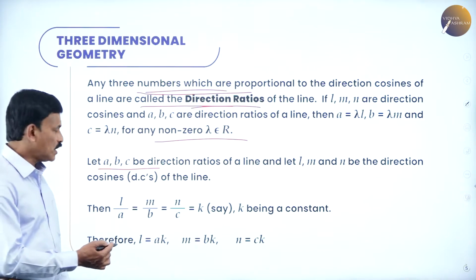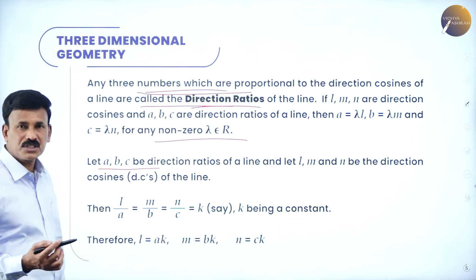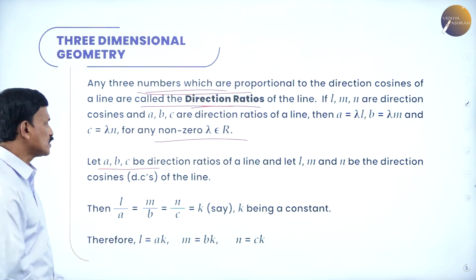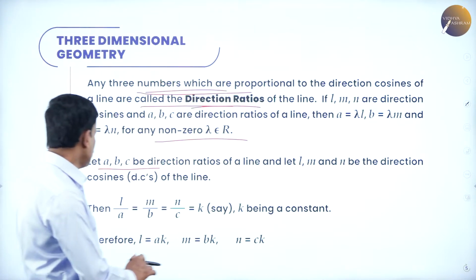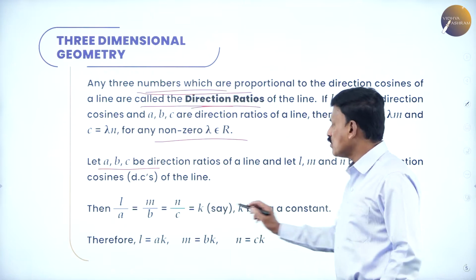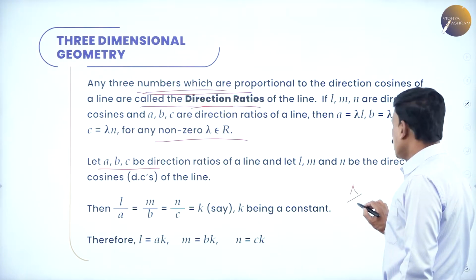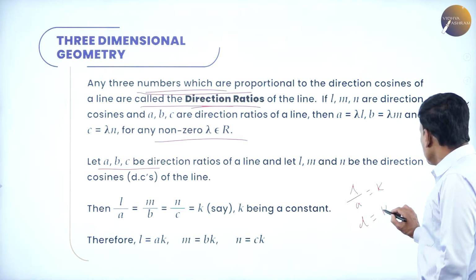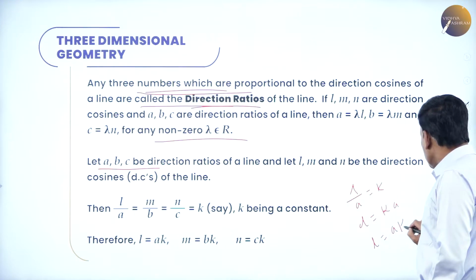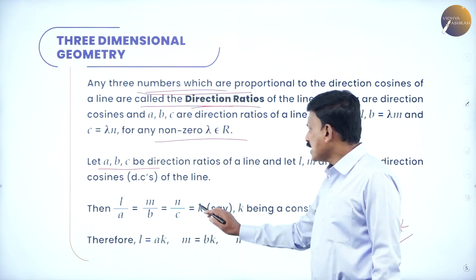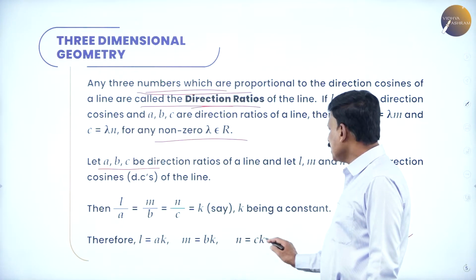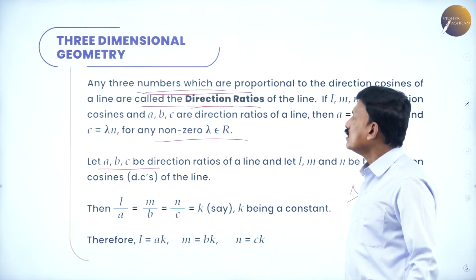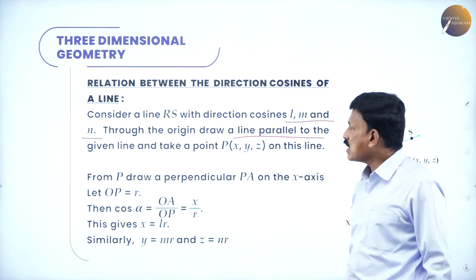So the relation between these direction ratios and the direction cosines is l by a is equal to m by b is equal to n by c is equal to k, where k is a constant. If l by a is equal to k, cross multiplying we get l is equal to k into a, or l is equal to a into k, and similarly m is equal to b into k and n is equal to c into k. Okay. Now from this we are going to get the relation between the direction cosines of a line.